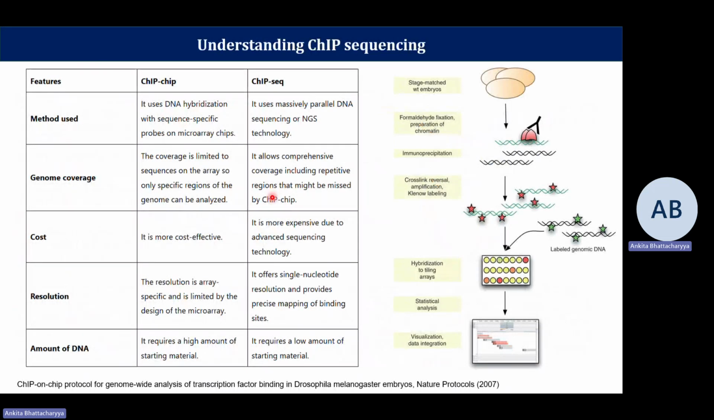Next, this is a comparison of the ChIP-seq method with another strategy, chip-on-chip, which we discussed in the previous class. And the chip-on-chip actually sort of blends microarray and ChIP-seq somewhere in the middle. So chip-on-chip uses DNA hybridization with sequence-specific probes on microarray chips, and ChIP-seq uses massively parallel sequencing or NGS technology. Then you have genome coverage.